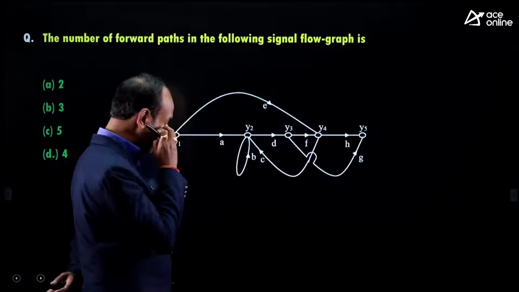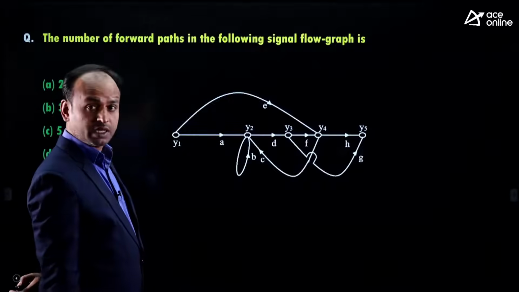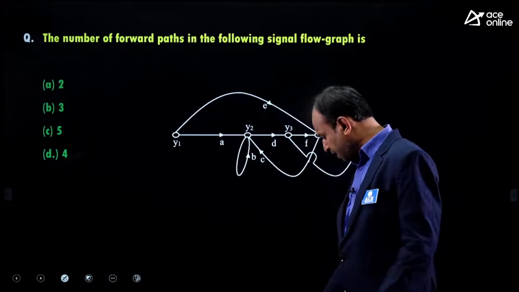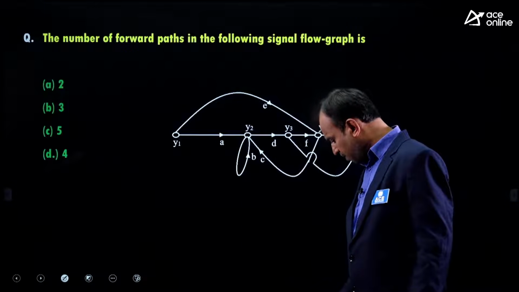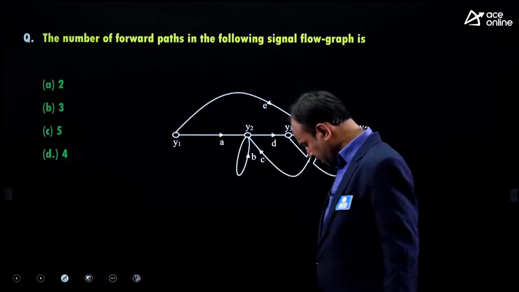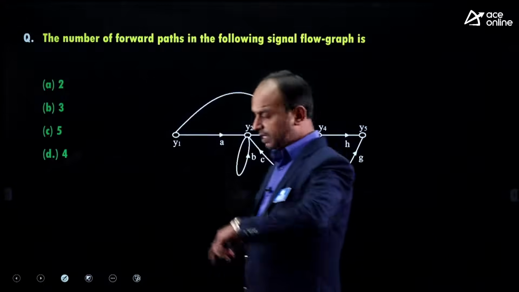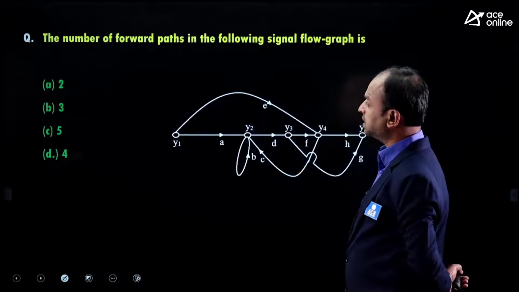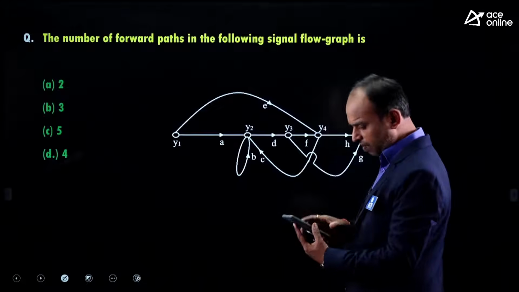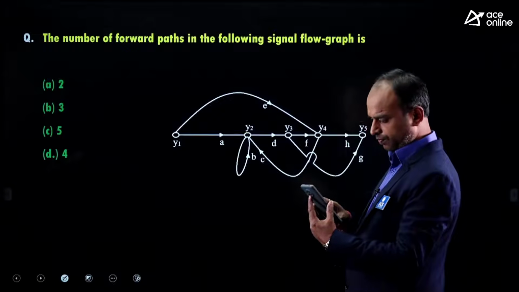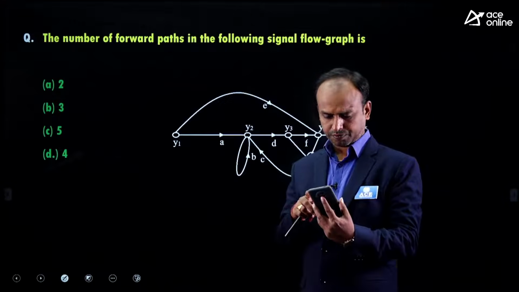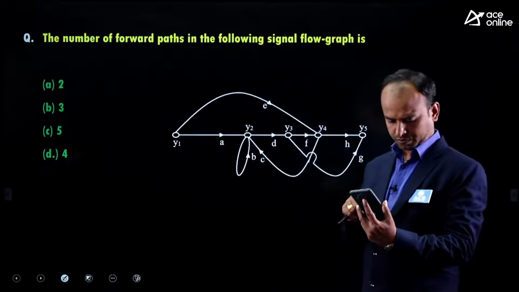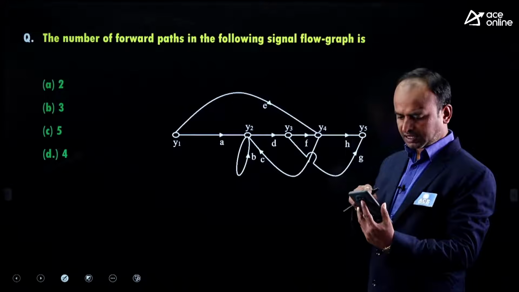Now, come and tell me the number of forward paths in this question. Try to respond. How many forward paths are there? Write down the numerals. Tell me the number of forward paths, dear. Any answer?